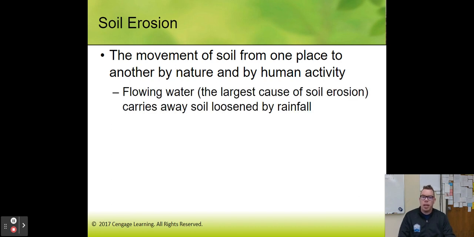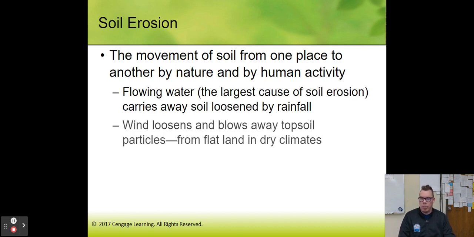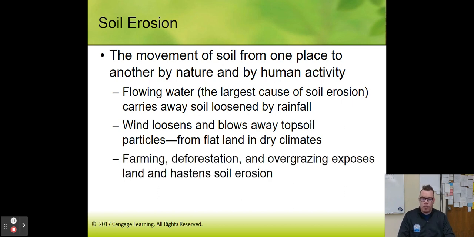All right, flowing water, that's the largest cause. We've talked about that before. Wind loosens and blows it away, just like in the Dust Bowl. Okay, farming and deforestation and overgrazing expose the land and hasten soil erosion. That overgrazing, remember I was talking about that. The cattle will eat and eat and eat the grass, eventually to the point where they're taking a little bit of grass, but they're also pulling up some roots. That will cause soil erosion because then there's nothing to hold on to the soil. The soil just goes away.